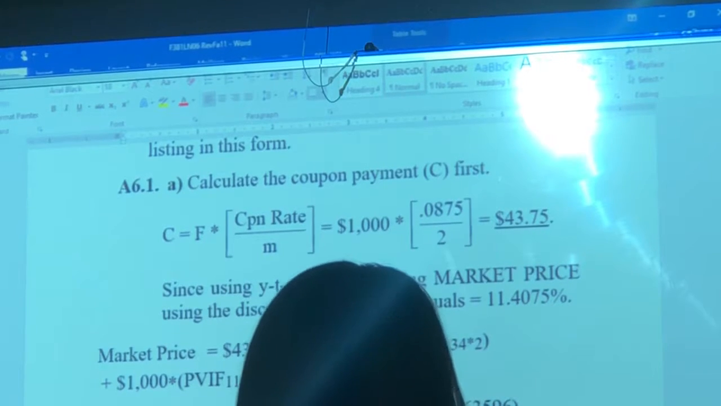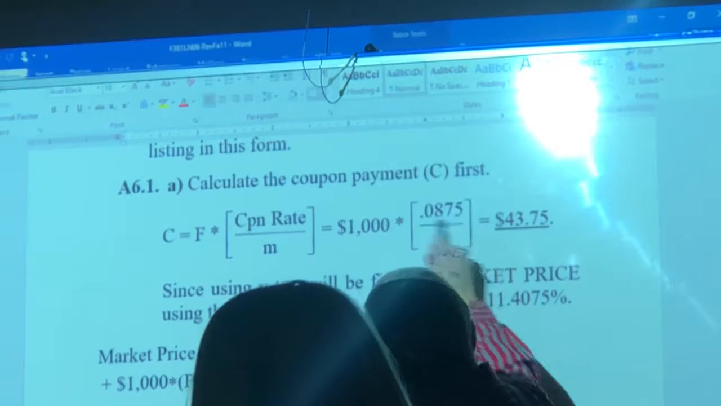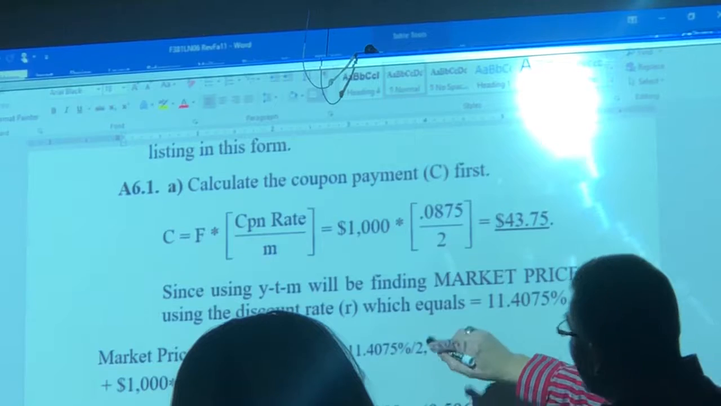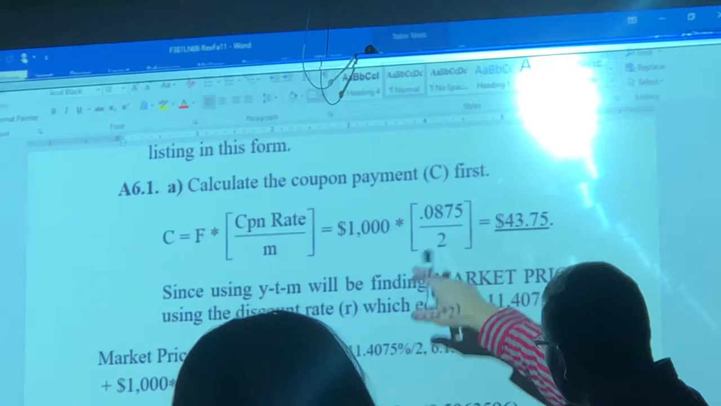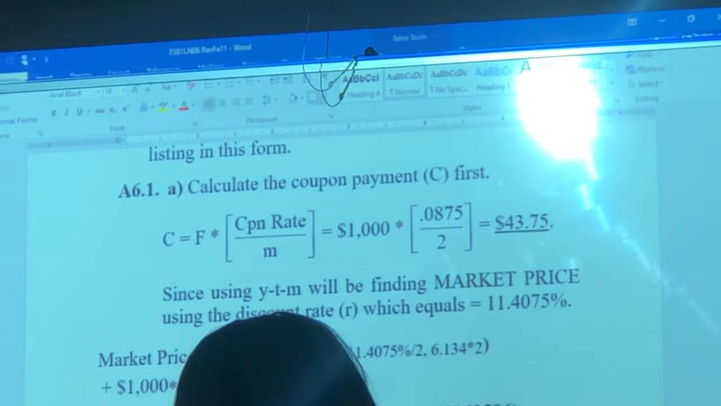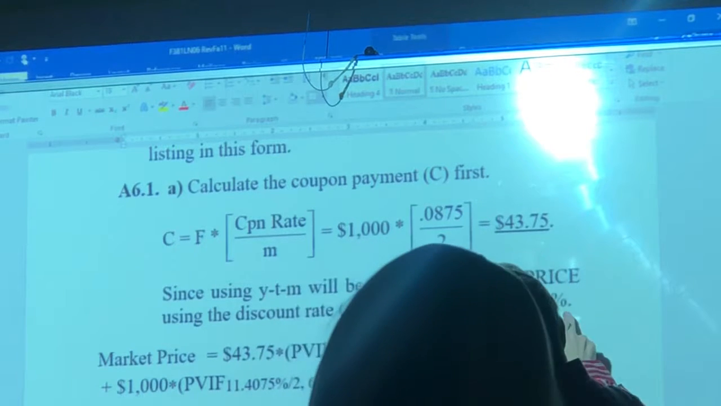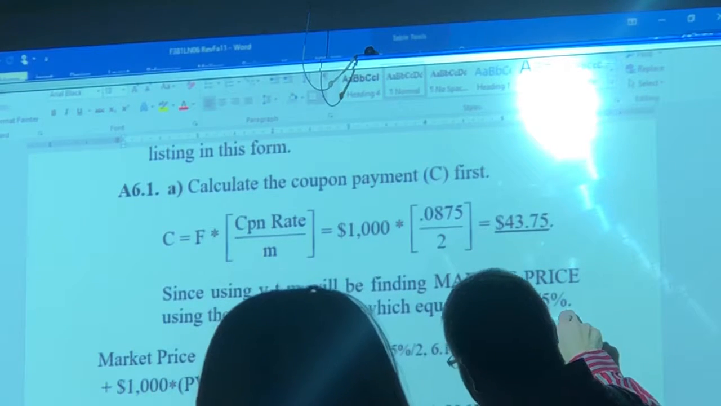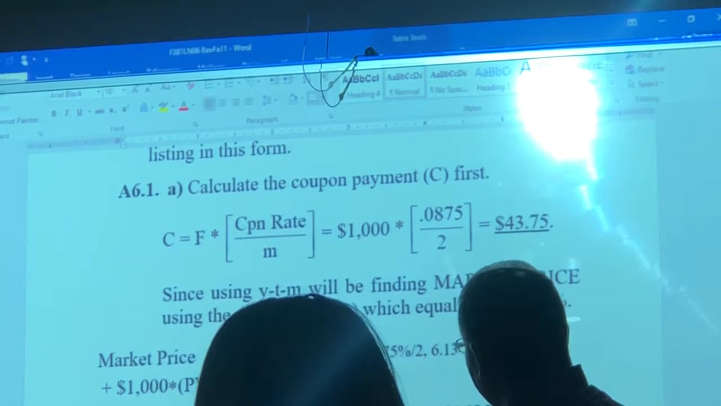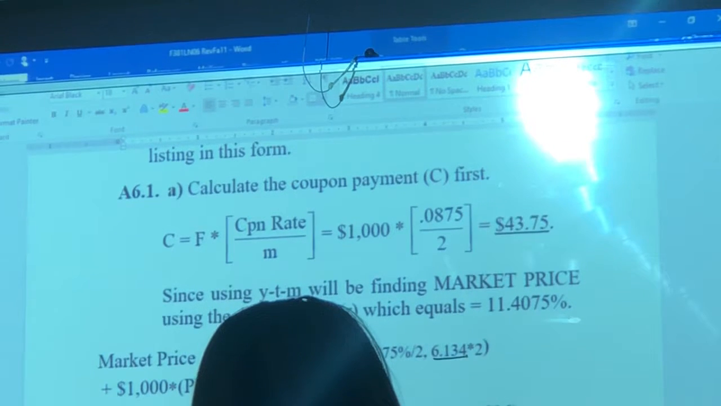All right, so face value is $1,000. Coupon rate from the quotation as a decimal, 0.0875. M is semi-annual, so it's 2. So we're going to get a check for $43.75 every 6 months. Then we're using the market's required return, which is the yield to maturity, in my discount factors. And again, T was given in the problem as 6.134.